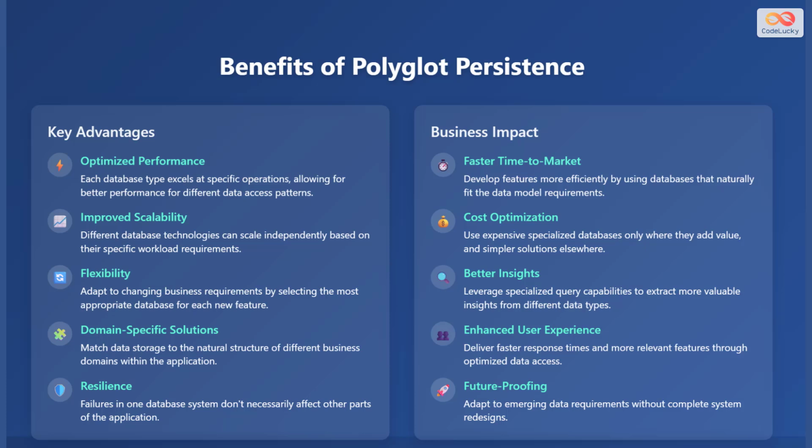There are also many business impacts as well, such as faster time to market, develop features more efficiently by using databases that naturally fit the data model requirements. Cost optimization by using expensive specialized databases only where they add value, and simpler solutions elsewhere. Also, better insights. Leverage specialized query capabilities to extract more valuable insights from different data types. Enhanced user experience to deliver faster response times and more relevant features through optimized data access. Finally, future-proofing is adapting to emerging data requirements without complete system redesigns.